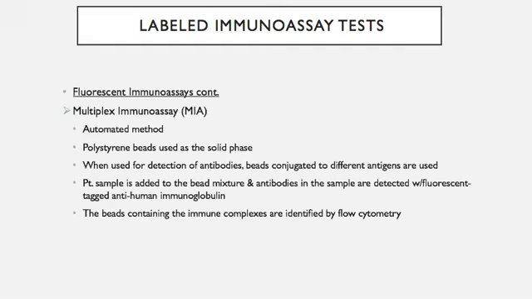Multiplex immunoassay is an automated method where you've got polystyrene beads that are used as the solid phase. When they are used for detection of antibodies, the beads are going to be conjugated to different antigens, and then the patient sample is added to the bead mixture, and antibodies in the sample are detected with fluorescent tagged anti-human immunoglobulin. And then the beads containing the immune complexes are identified through flow cytometry.